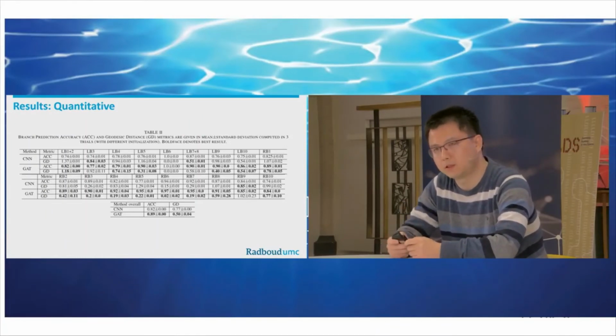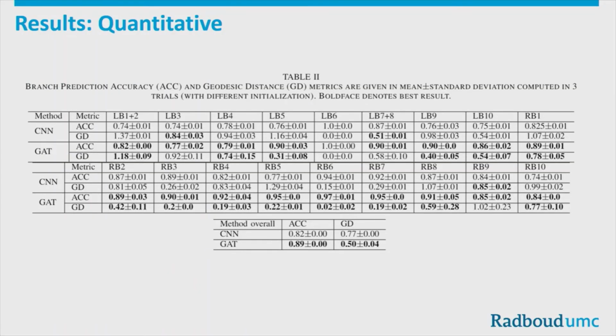We see that both methods actually have geodesic distance lower than 1, meaning that most errors are just 1 branch off. And in terms of accuracy, the graph attention network performs much better than the convolutional network, from 82% to 89%. Also, we see that for some branches, the accuracy is much higher than the others. For instance, RB6, we see the perfect score, 100% accuracy. This is because RB6 has very low anatomical variation. But LB1 plus 2 or LB3, 4 have very high anatomical variations. That's why they have accuracy around 0.8.